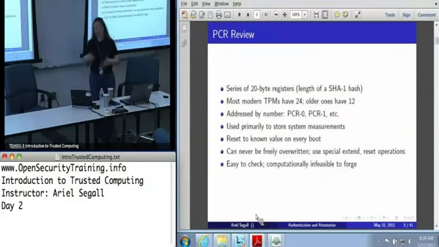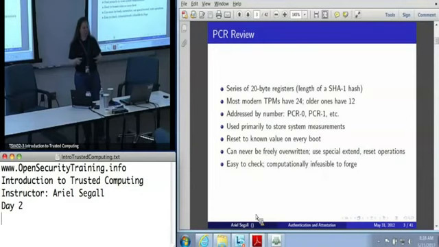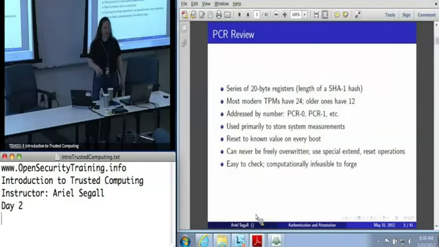So, PCRs. We mentioned these yesterday. These are a series of 20-byte registers, which is to say they're as long as a SHA-1 hash, which is the default hash algorithm the TPM uses. The TPMs you're going to be running into the vast majority of the time have 24. They could theoretically have more. Nobody bothers to put them in. Very, very old TPMs may have 12.